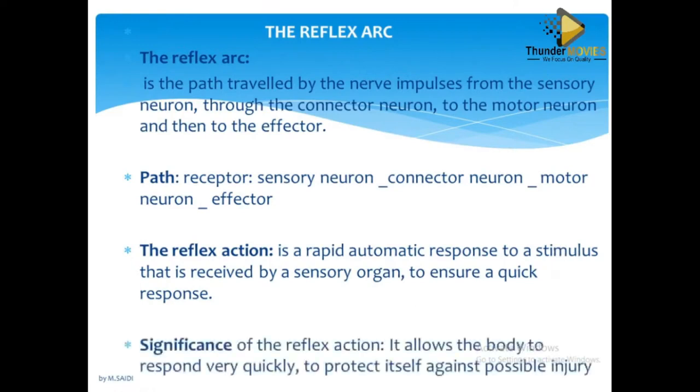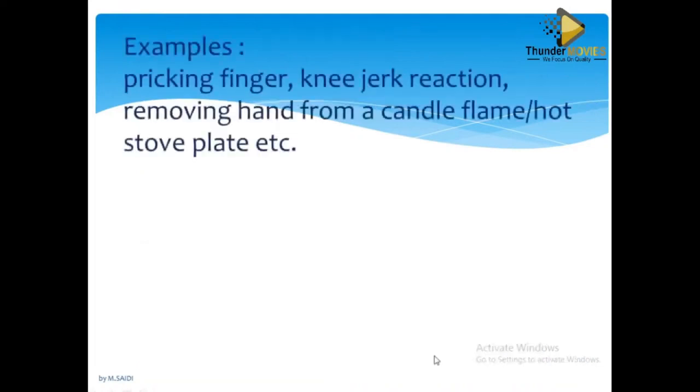Then you have the significance of the reflex action. What is the function of the reflex action? The reflex action is very important in protecting the body from further harm or from danger. Yes, the danger might be there already, or it could be approaching. Therefore, the reflex action protects the body from danger because of the rate at which it responds to the stimulus. Some of the examples include pricking the finger, knee-jerk reaction, removing the hand from the candle or hot object. All those are protective measures which protect the body from danger.